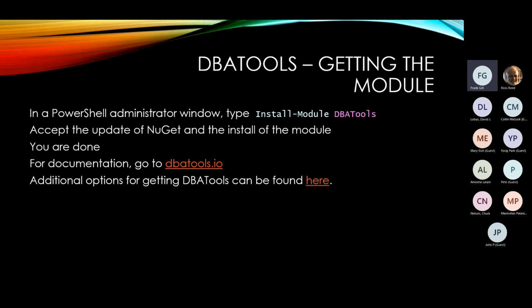So getting a hold of dbatools, the simplest way to do it, and if you're running a PowerShell window under administrator rights, all you have to do is type Install-Module dbatools, and it will give you a prompt to update a NuGet package, which is the package that PowerShell uses to download modules. And then it'll prompt you, do you really want to download this? And once you do that, it will install it and you are set.